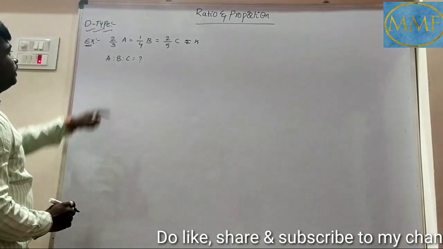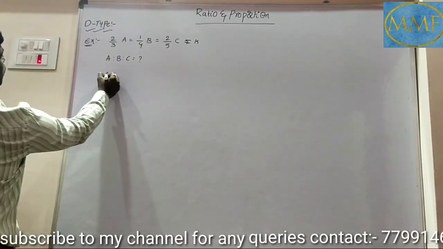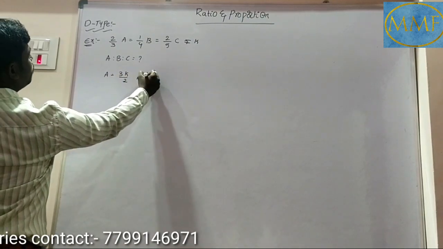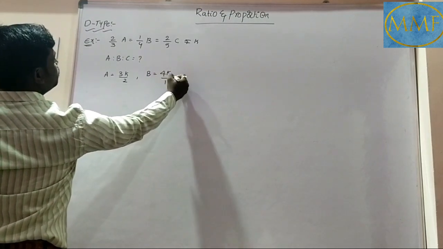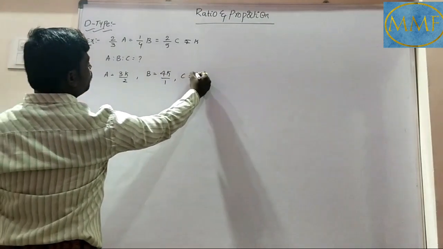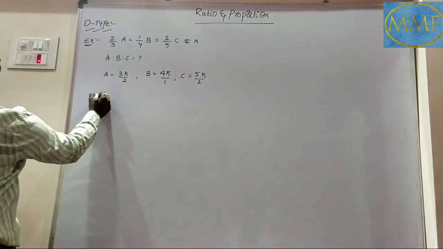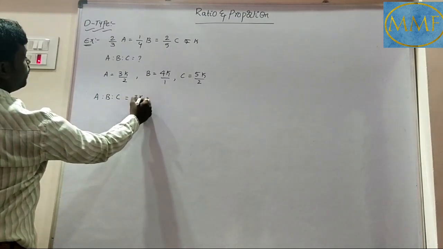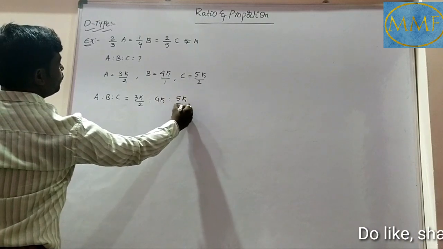Then what happened? A is equal to, just turn it to that side, 3k by 2. Comma. B is equal to 4k by 1. C is equal to 5k by 2. Now I need a is to b is to c. That is 3k by 2 is to 4k is to 5k by 2.